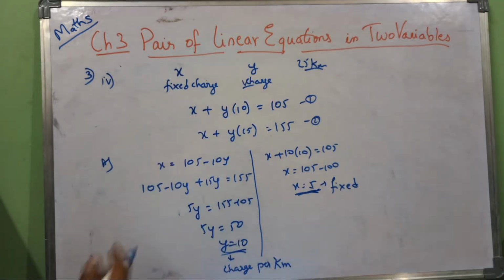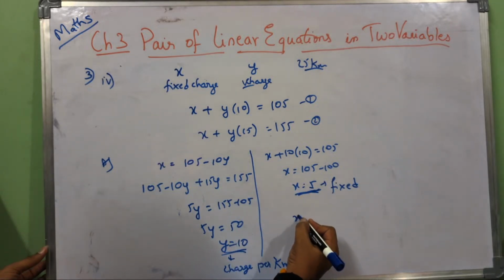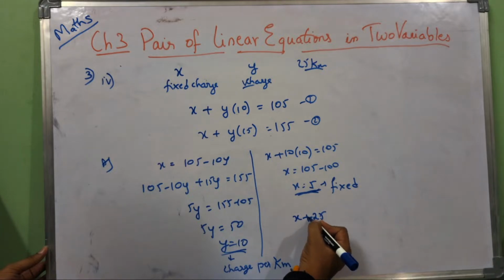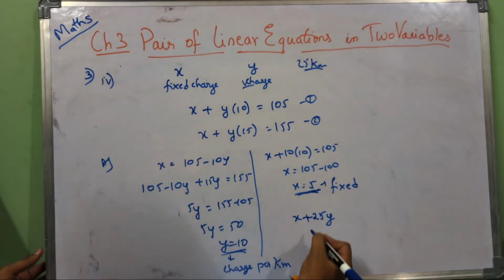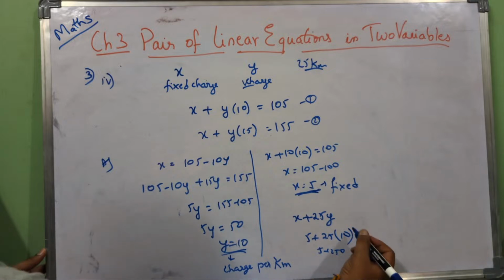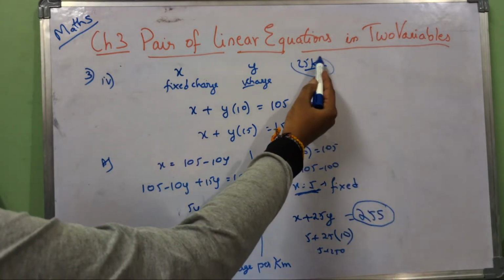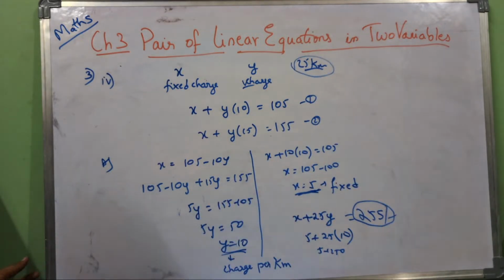So they have also asked another one. They asked for 25 kilometers, how much he has to pay. So the equation is x plus 25y. So the fixed charge is 5 rupees plus 25 into the charge per kilometer, which is 10. So 5 plus 250, he has to pay 255 rupees for 25 kilometers. Clear?